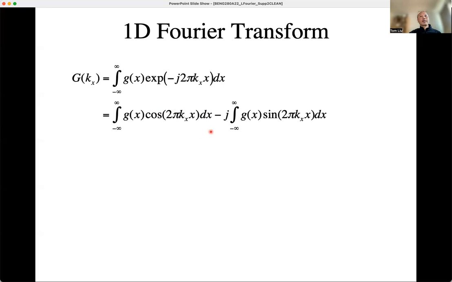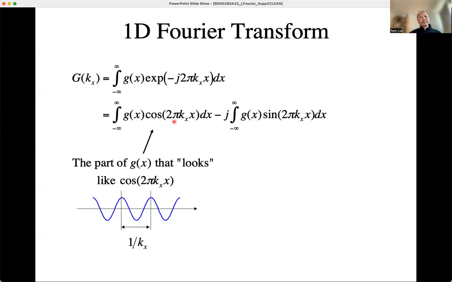So it's useful to look at these terms individually. This is essentially taking some function g of x and multiplying it by a cosine of some spatial frequency and then integrating it. For those of you who may remember some of your linear algebra, this is essentially an inner product or a dot product in continuous space. It's sort of saying, how much does g of x look like this cosine 2 pi kx x?